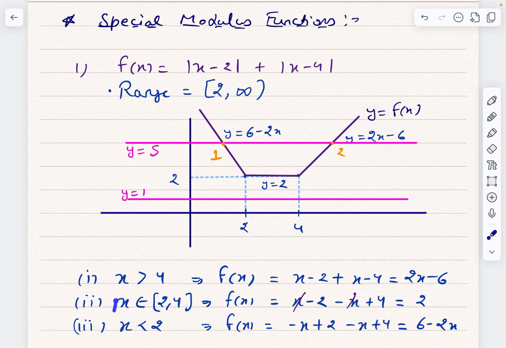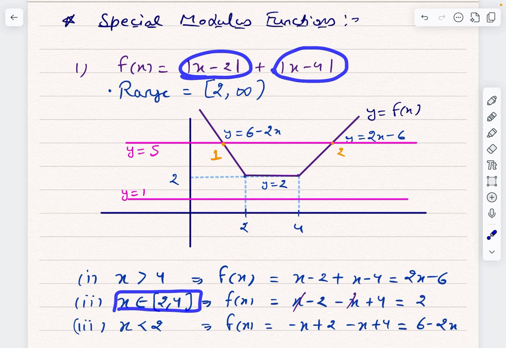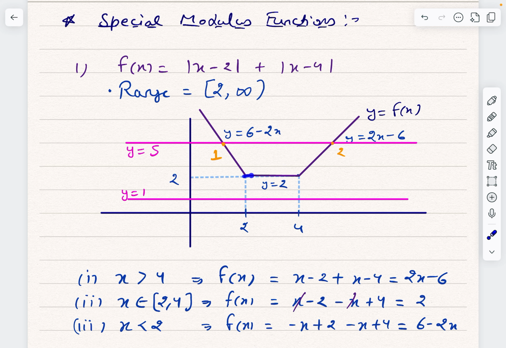Next, when x is between 2 and 4, then this mod will open with a positive sign, but this will open with a negative sign. So you get x minus 2 minus x plus 4, in which x gets cancelled out, you just get 2. That is why the value between 2 and 4 is a constant line. You can see this is always 2.